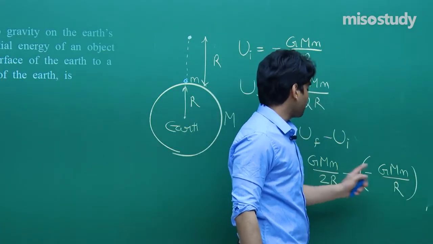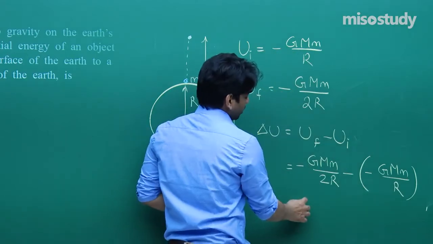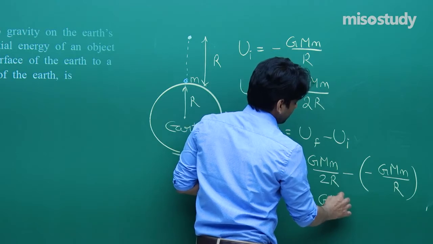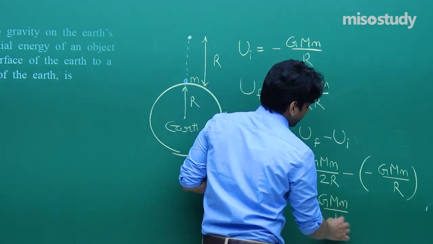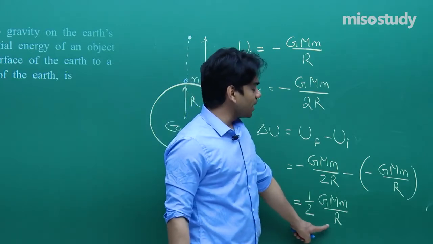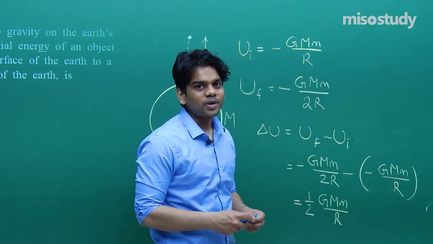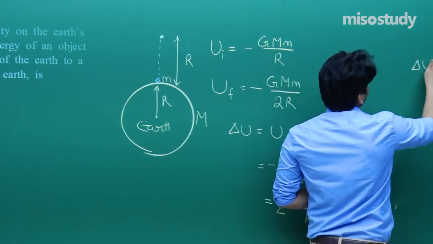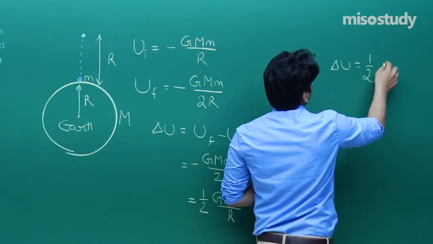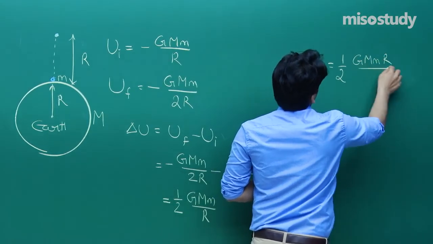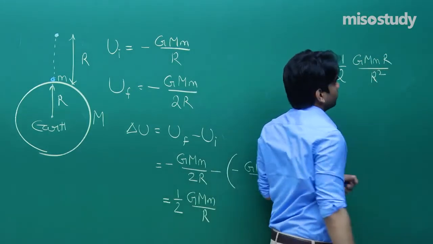This will become minus into minus, plus. So GMm by R minus half GMm by R, you will have half of GMm by capital R. Now from here, if we multiply the entire equation by capital R and divide by capital R, we will not have any change. So delta U will be equal to half GMm R divided by R square.